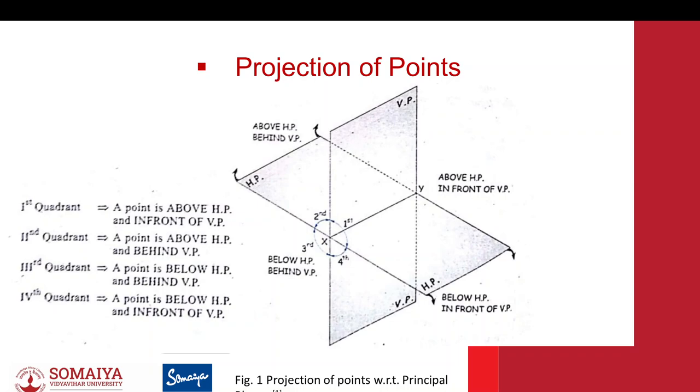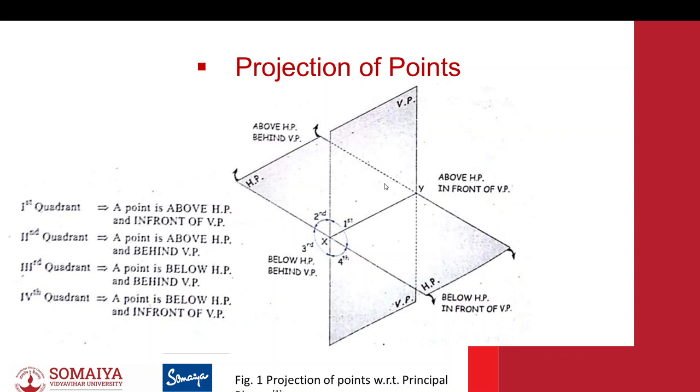So what does it mean? The plane will be placed on one particular plane and it will be inclined to the other plane. Accordingly, it will be perpendicular to one plane and inclined to the other. I will discuss this more.